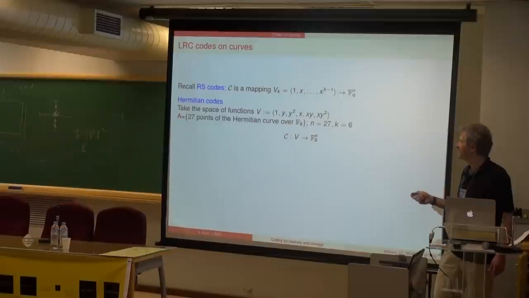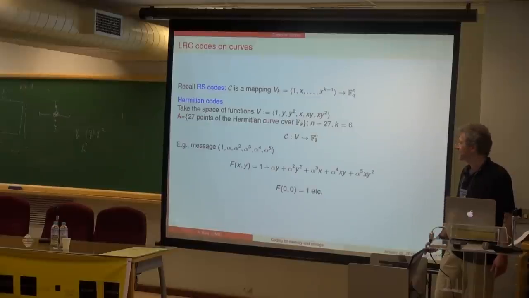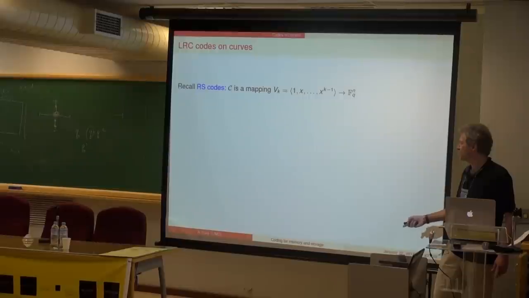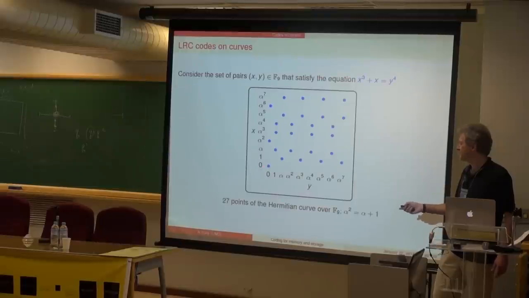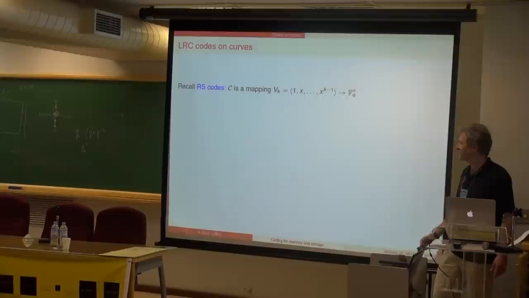well, it's too early. So there are 27 points. The dimension is the number of independent functions. The dimension is 6. So we take f, map it to F_27 over the field F_9. Let's say the message is this. So then we have our encoding polynomial in this form: 1 plus alpha y, alpha squared y squared, alpha cubed x, alpha^4 xy, alpha^5 xy squared. And then we simply evaluate it at the points shown in this picture. Let's say evaluate at (0, 0), and then everything disappears and we get 1.